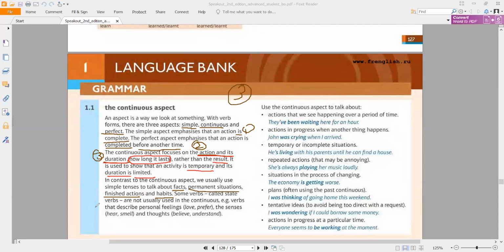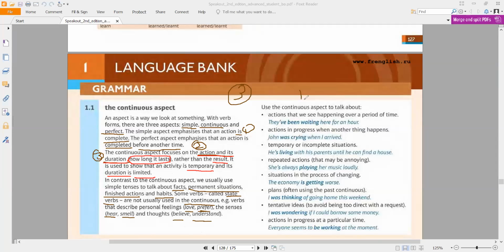Some verbs are called stative verbs or state verbs. This is really interesting. State verbs are not usually used in the continuous. Yes, there are some verbs that we don't usually use in the continuous, such as feeling verbs: love, hate, prefer, personal feelings they're called, or senses: hear, smell, taste, etc., or thought: believe, understand, think. But be careful, we use them sometimes as exceptions and they mean something else.